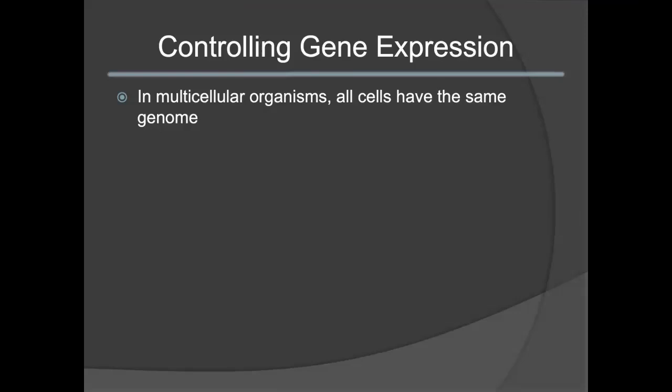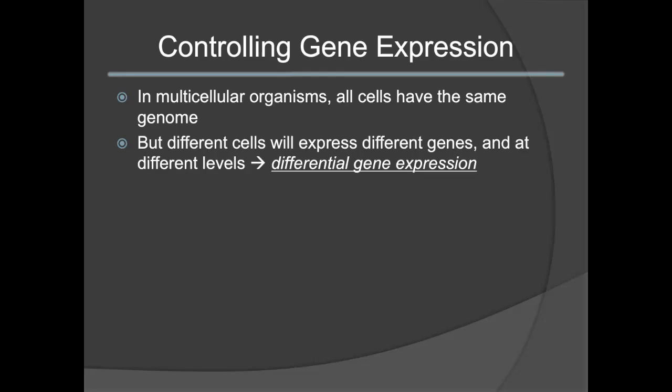In many other organisms, there are multiple levels of gene expression control. One of the important things to recognize in many multicellular organisms is the fact that every single cell in that organism contains the exact same genome. However, different cells can express different genes. They can do them at different times or at different levels. This can be termed differential gene expression.